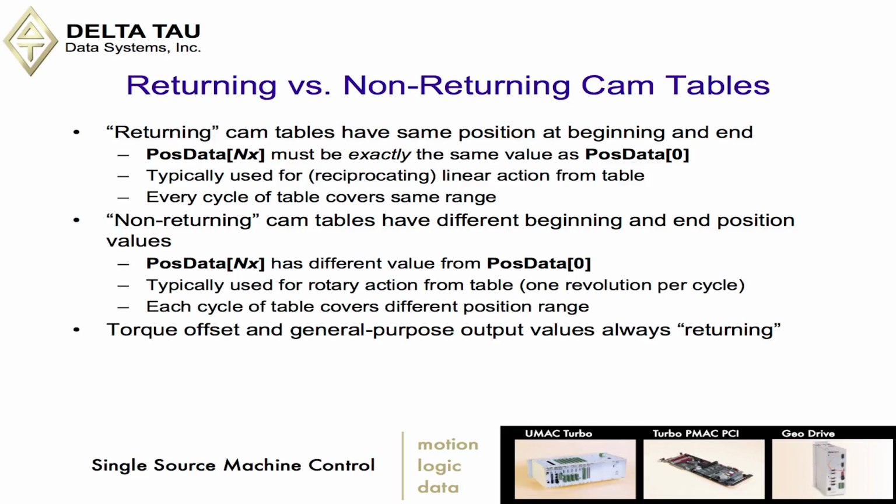And then each cycle of that table would cover a different position range. Now, the torque offset and the general purpose output values, of course, are always returning. They don't have the knowledge. There is no scheme by which they wouldn't be returning.